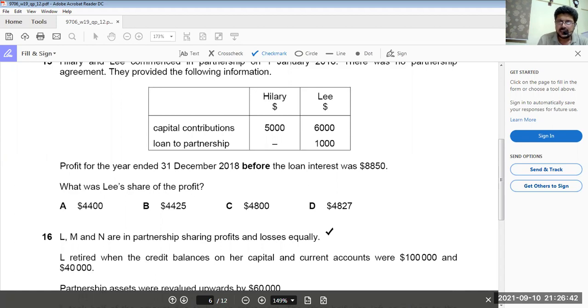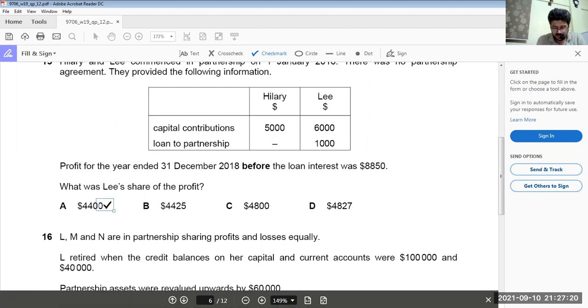4,800 multiplied by 2, 9,600, not possible because profit is 885... 4,425 multiplied by 2. The answer is 8,850. But the thing is, if we select B option, C and D are useless. If we select B option, this is profit before loan interest. So if we double 4,425 multiplied by 2, it will give you the total profit. So where is the interest as well? Okay, we have to keep some profit for the interest also. So B option could not be the answer. So only A option is possible.